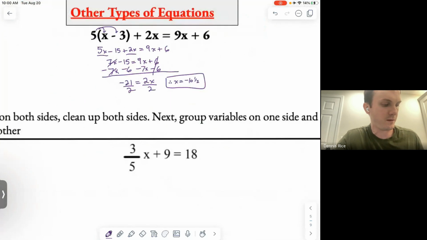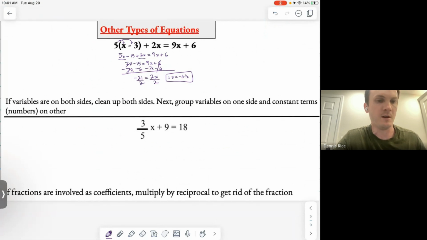I don't really have one note for this. Let's see what I wrote. It says, if variables are on both sides, clean up both sides. That's pretty much always going to be your first move. Hey, clean up, condense what you can. Next, group the variables on one side and the constant terms, the numbers, on the other.